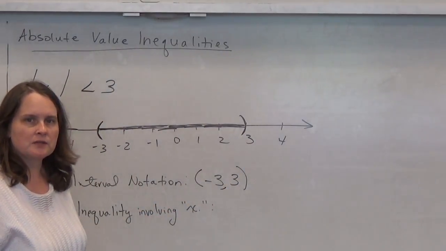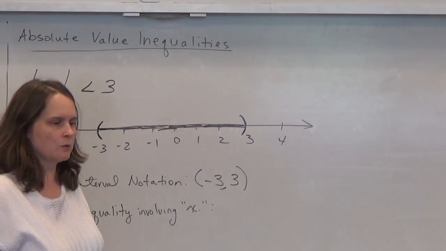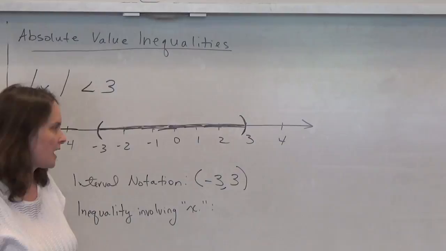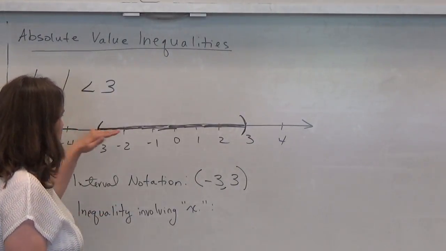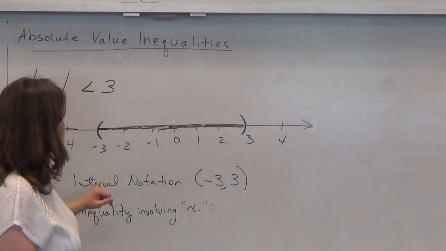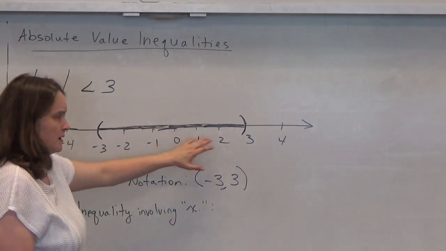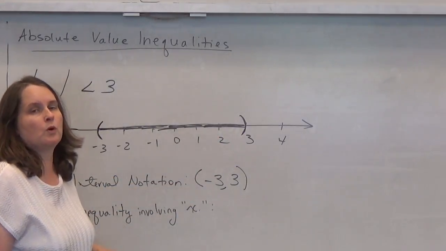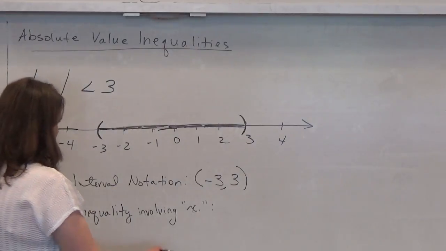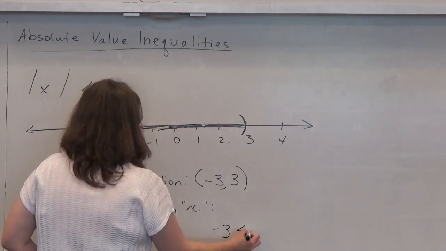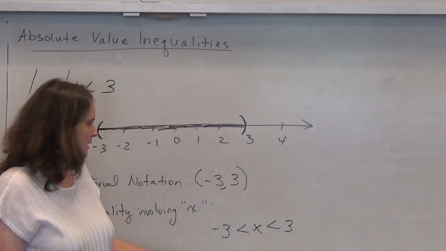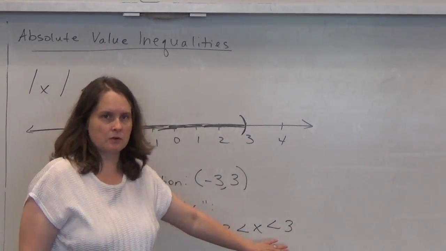All right, and then in the notes it said I was asking for an equivalent statement. What I mean there is, how can you write that as an inequality involving x? In other words, how can you write what we've graphed here using x? You need to show that x is everything between negative 3 and positive 3. One way you could write that would be with the sandwich inequality. You can simply say that negative 3 is less than x, less than 3. That means the same thing: everything between negative 3 and positive 3.